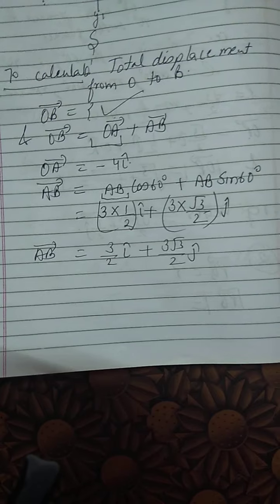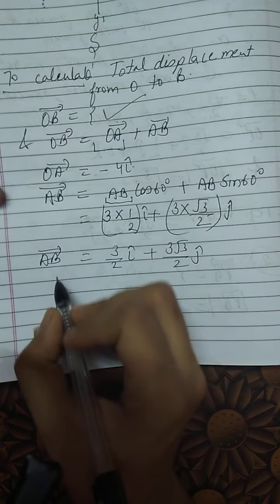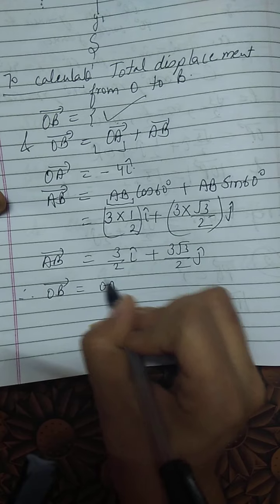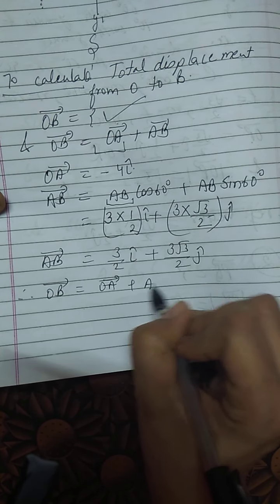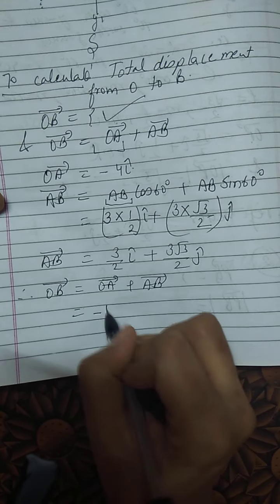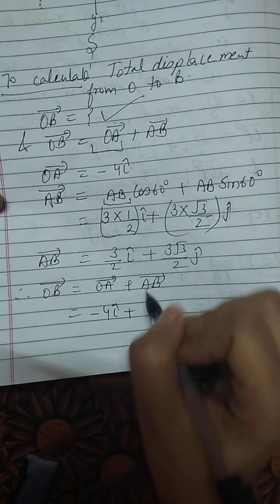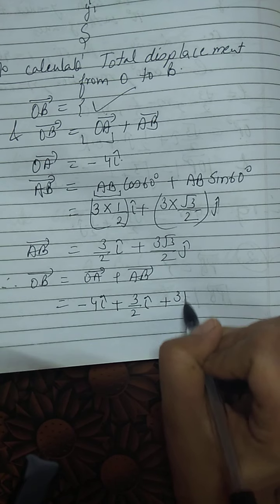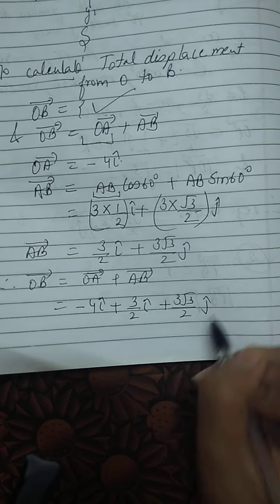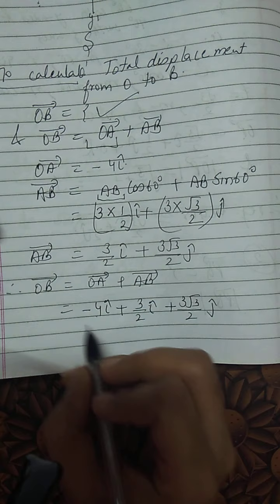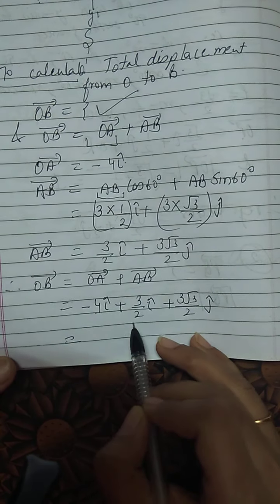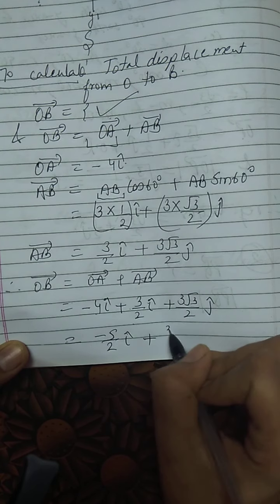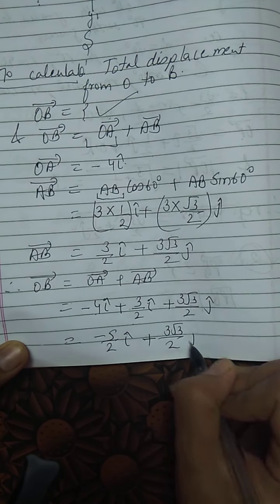So the final displacement OB vector will be equal to OA vector plus AB vector. OA vector we already calculated, minus 4 i cap. AB vector is 3 by 2 i cap plus 3 root 3 by 2 j cap. Both these i cap terms we can add. So minus 8 plus 3 means minus 5 by 2 i cap plus 3 root 3 by 2 j cap.